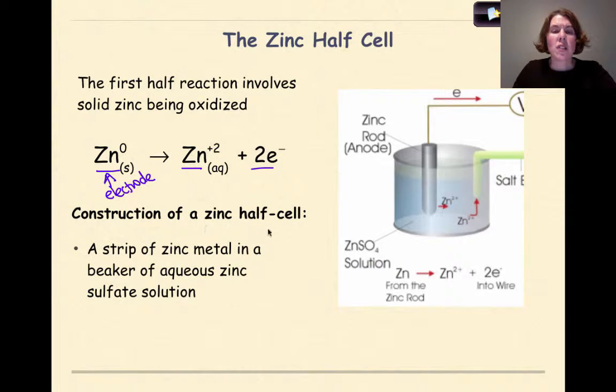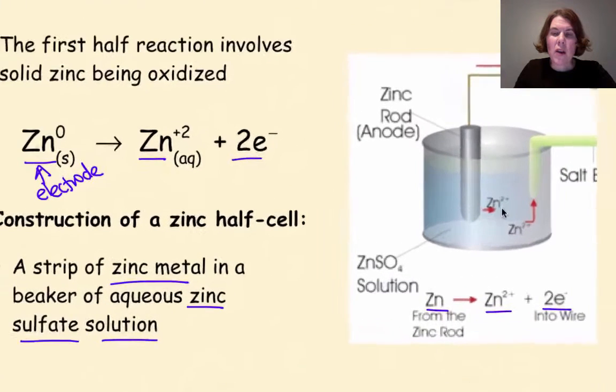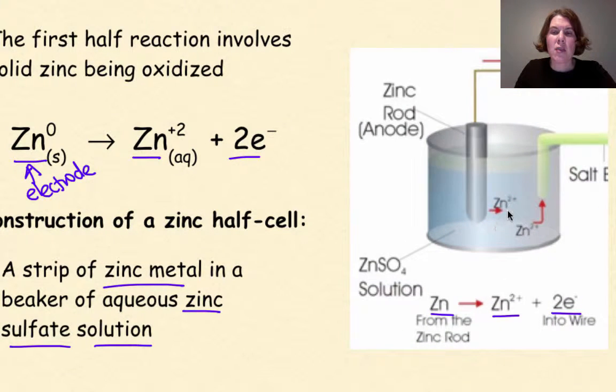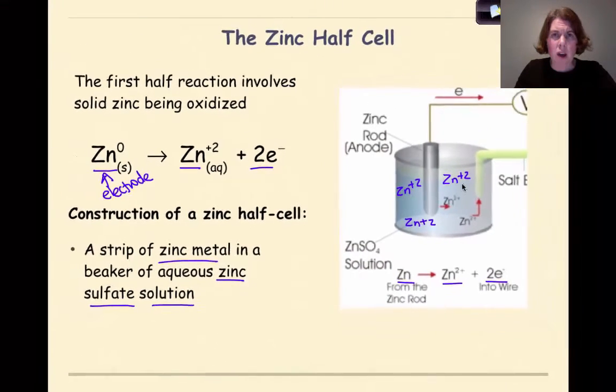So for the construction of a zinc half cell, we need a strip of zinc metal in a beaker of aqueous zinc sulfate solution. So we can see right here, we have our zinc from the rod, our zinc ions, and our 2 electrons, and we can see this little red arrow right here is pointing to the zinc plus 2 ions going into solution. And already in this solution, we have Zn plus 2 ions that already exist. So this whole reaction just ends up producing even more Zn plus 2 ions.